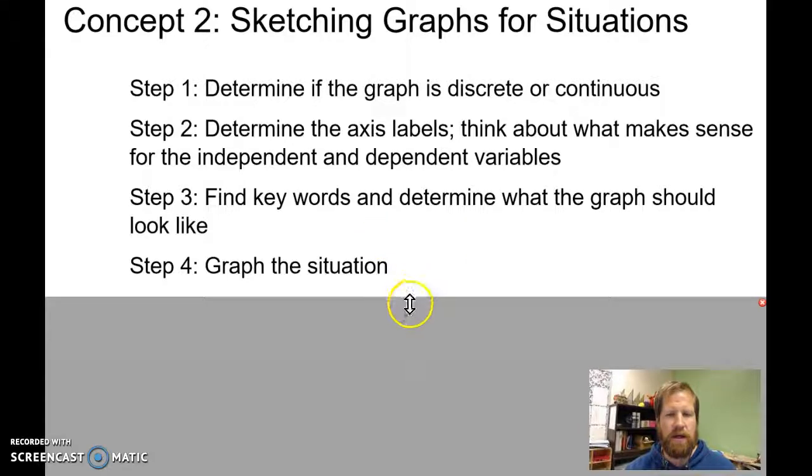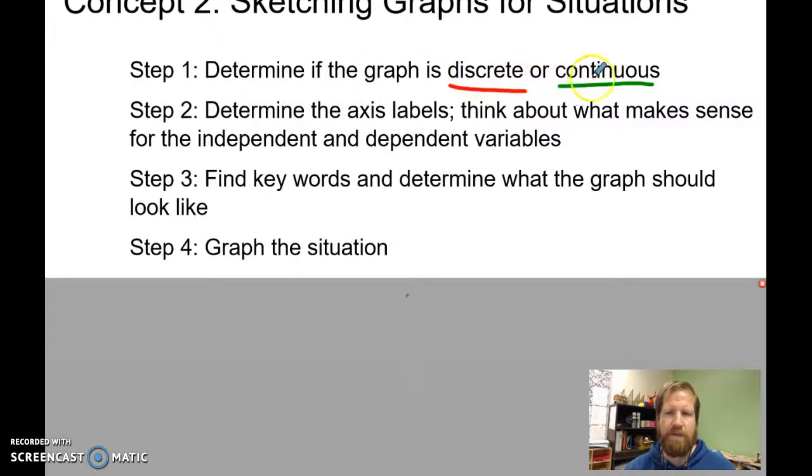Okay, so the first thing you have to do is decide if your graph is going to be discrete or continuous. The most valuable information for making that determination is figuring out your axis labels. Are you looking at something over a certain period of time, which would probably be continuous, or something more discrete that isn't going to have data between the given points?